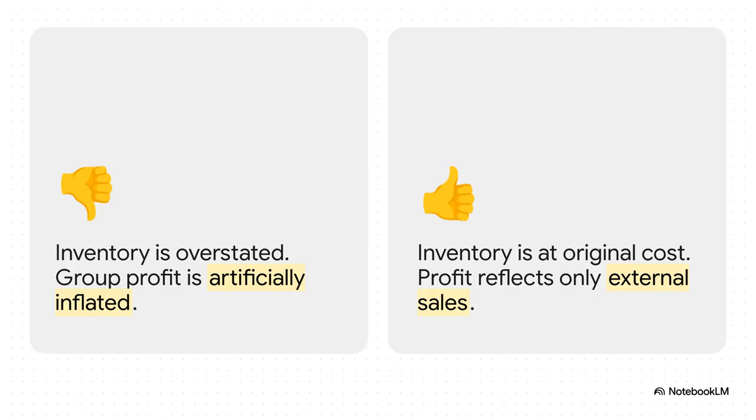So here's why this matters. If we don't adjust for this, two bad things happen. The group's inventory is valued too high, and its profit is artificially pumped up. We have to make an adjustment to get rid of this unrealized profit. That way, the inventory is shown at what it really cost the group, and the profit only reflects actual money coming in from the outside world.